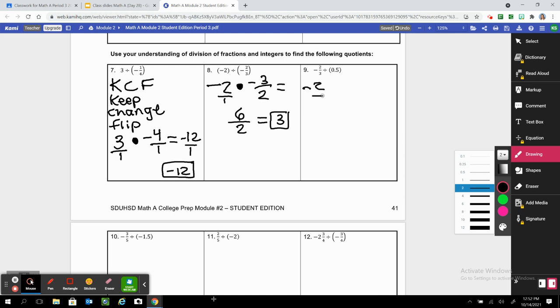I keep negative 2/3. I change division to multiplication, and instead of 0.5, I'm going to write it as 1/2. So I'm going to change this to 2/1 and multiply straight across. Negative 4/3. It's a 4, sorry. And negative 4/3 is also negative 1 1/3.